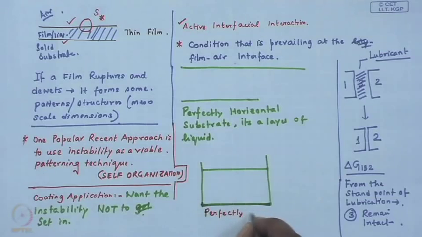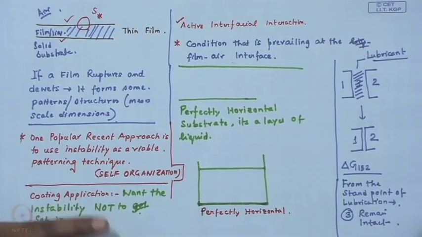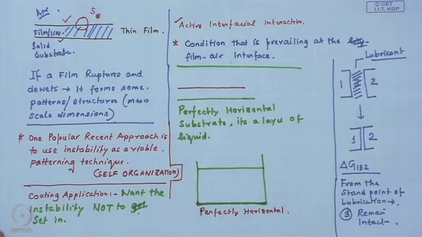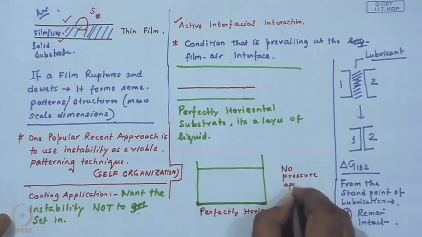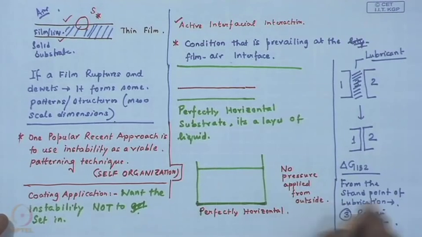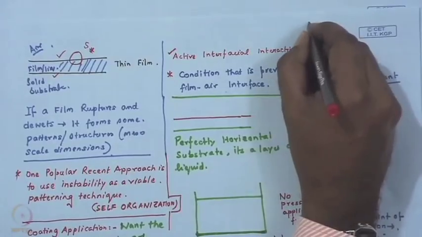Perfectly horizontal. Okay. Now, if the bottom surface, so this can be a thin layer of liquid or it can be a pool of liquid or whatever it is, is horizontal and there is no pressure applied from outside, then it's a perfectly static layer of liquid. Let me draw it once again.